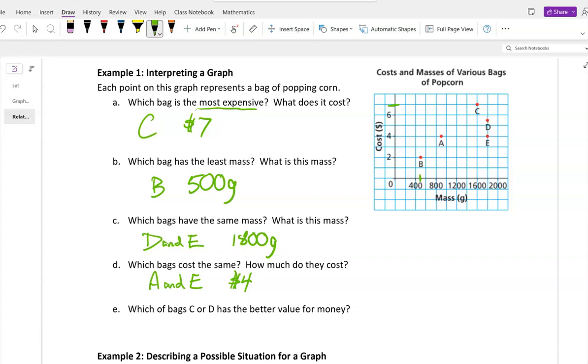Which of bags C or D has a better value for the money? So look at those two. Which one is a better value? Hopefully you said D. Why is it a better value? More weight for less money. You can see D is heavier and it's also less expensive.